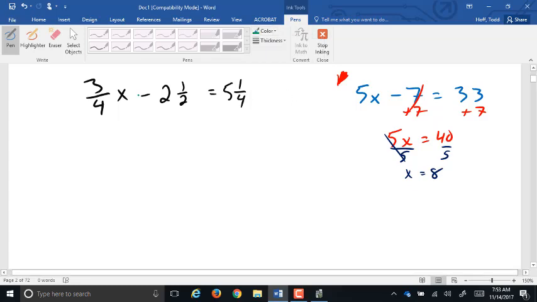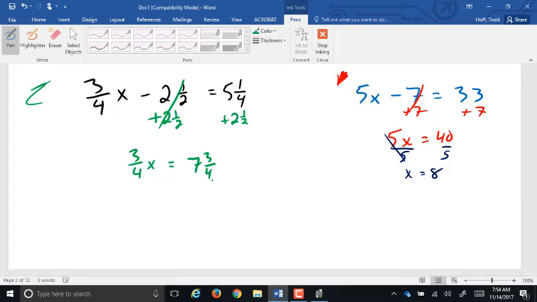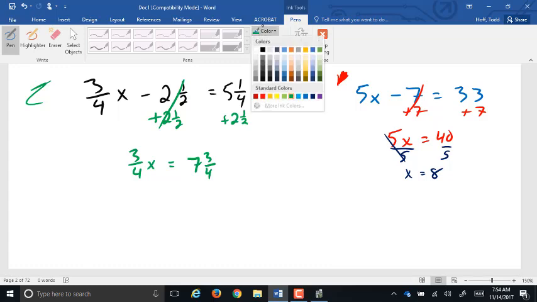We're going to do the exact same type of steps over here. It's just we're going to deal with fractions. What has to be added over here? We add 2.5. So 3/4 x is all that's left over here. 5 1/4 plus 2.5 would be 7 3/4. If you guys want to go through finding common denominators and add them, that's fine. You can use your calculators with the fraction function as well. I'm okay with that. Then what do we have to do?